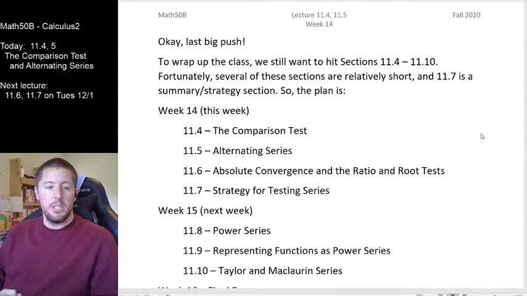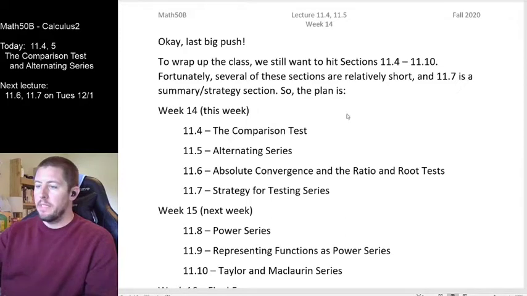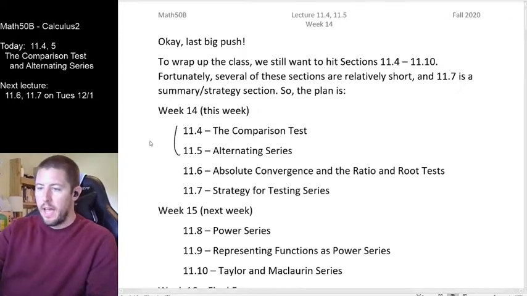The good news is that a bunch of these sections are pretty short, including one summary strategy section. So I do think this is going to be perfectly reasonable for us to get through. Basically, we're going to hit these sections today, these tomorrow, and then the rest out in week 15 next.